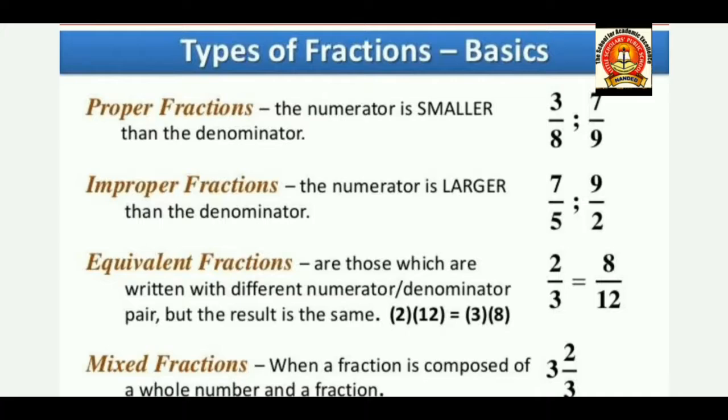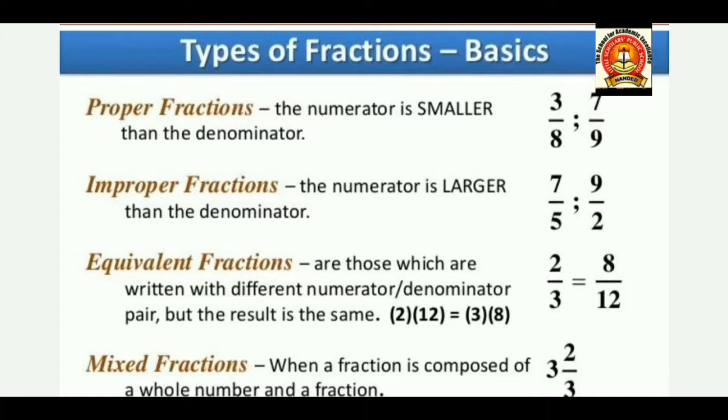The reverse of it is an improper fraction. The second one is improper fraction. Here the numerator is larger than the denominator. 7 upon 5, 9 upon 2. These improper fractions we used to write in terms of mixed fractions. You might remember.